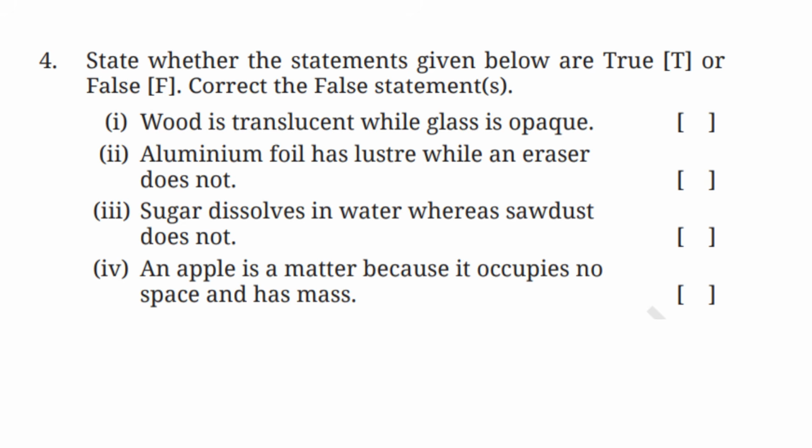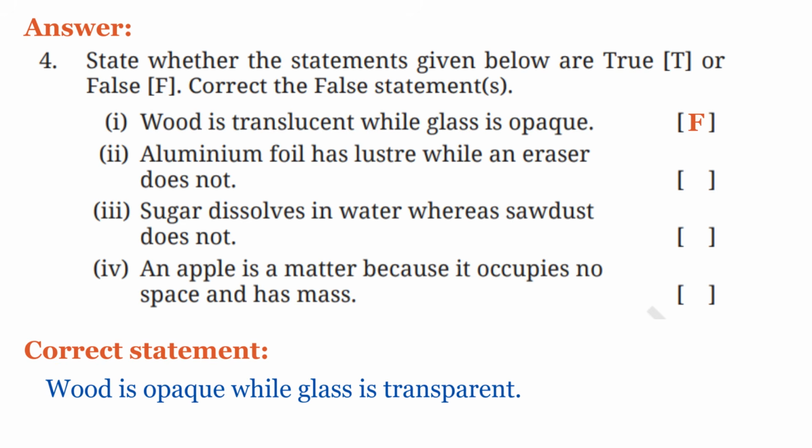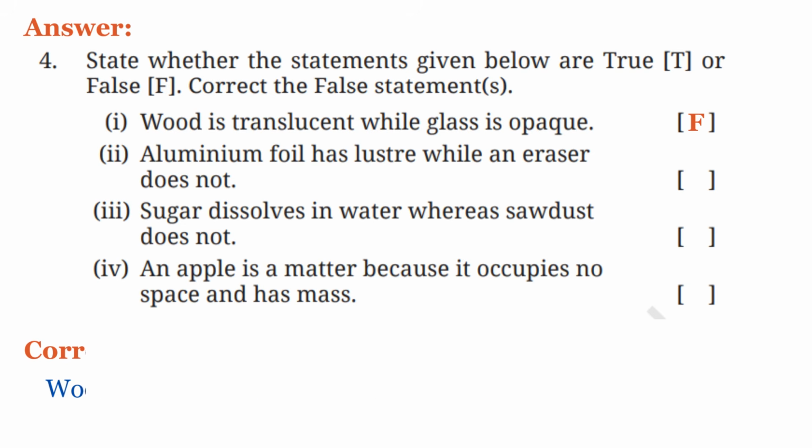Question number 4. State whether the statements given below are true or false. Correct the false statements. So the first statement is wood is translucent while glass is opaque. This is false statement. Correct statement is wood is opaque while glass is transparent. Second statement is aluminium foil has luster while an eraser does not. So this is true statement.